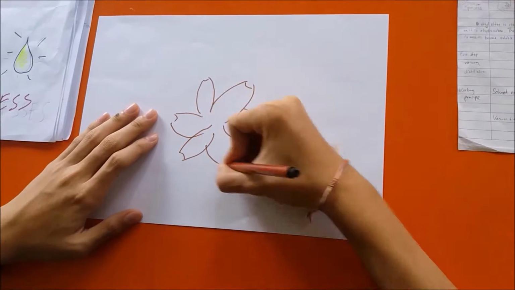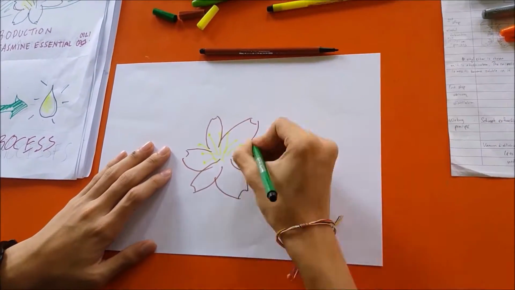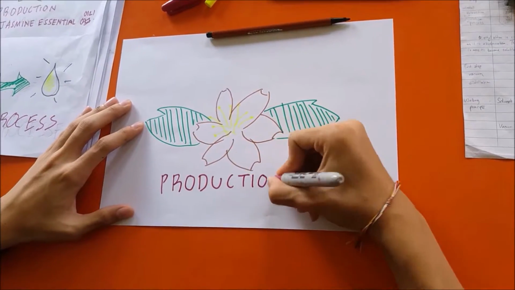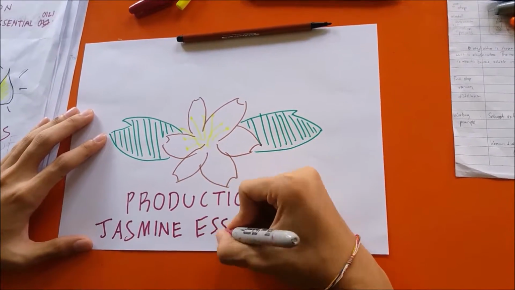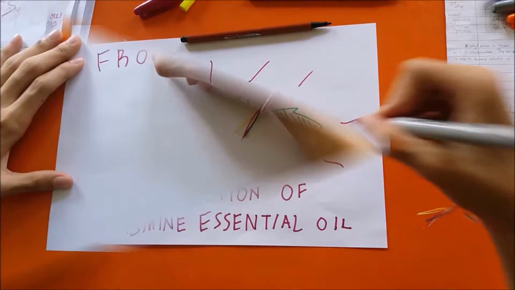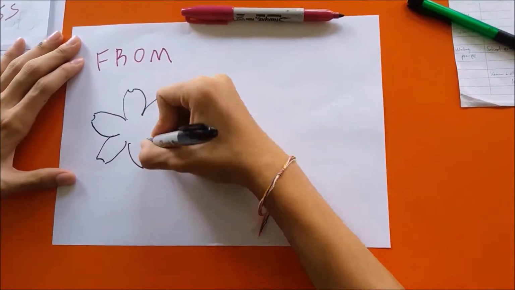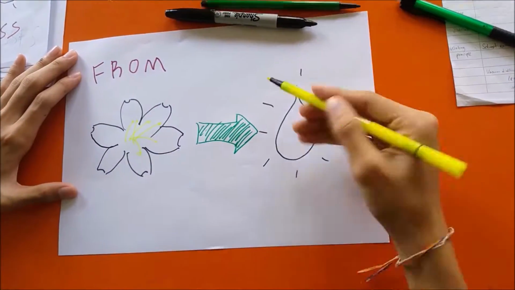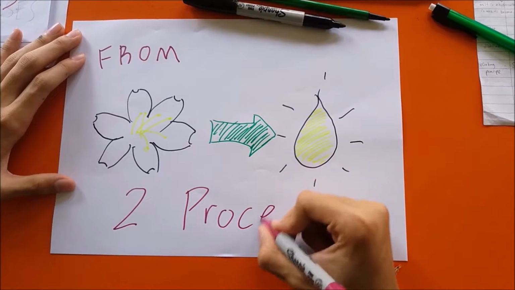Greetings. Today we are going to discuss the production of a specific oleochemical that we have chosen, the production of jasmine essential oil. The production of jasmine essential oil involves mainly two processes. The process will be further explained in the video later.